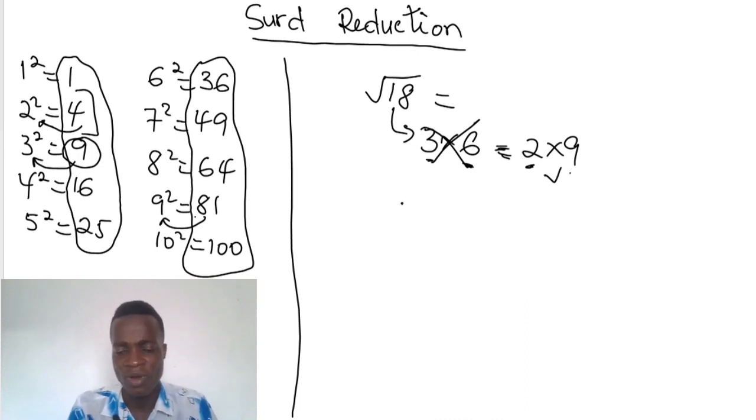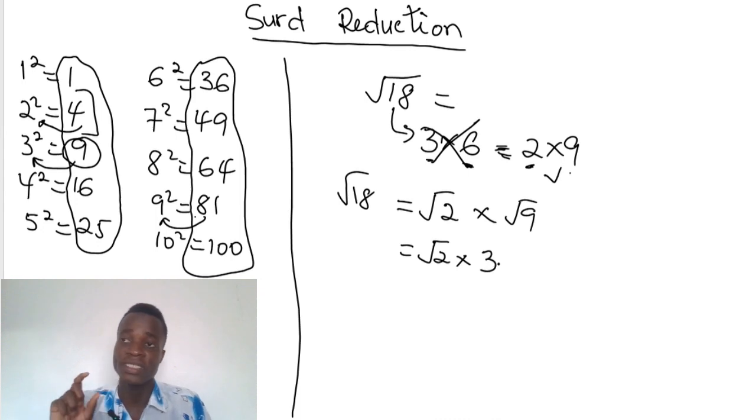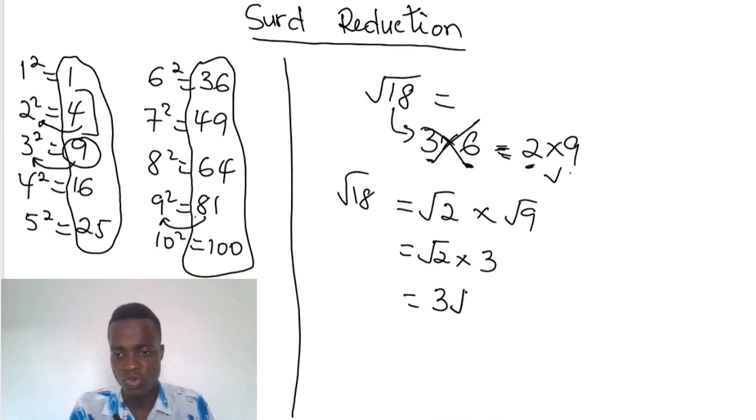So if there's at least one perfect square, we now say that root 18 is equal to this pair. So it's going to be root 2 times root 9. Root 2 is a prime number, so we keep it as such. But square root of 9, we said, is 3. Remember, we are focused on the positive square root. So the answer is now 3 root 2.